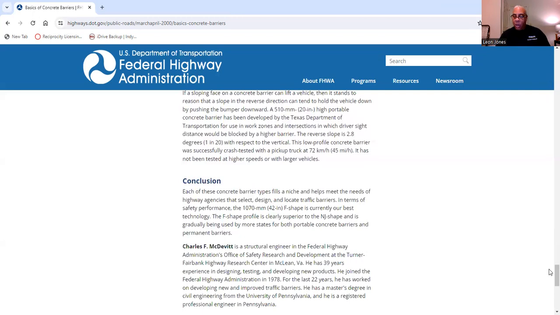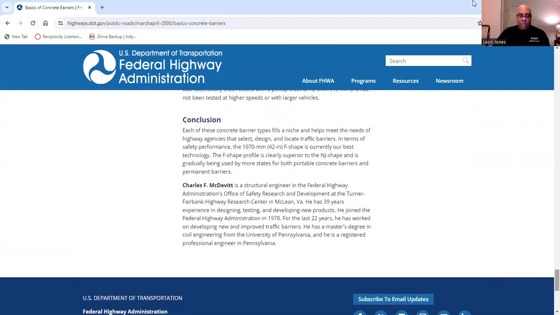And if you want to know more about the author, his name is Charles F. DeVette. He's a structural engineer in the Federal Highway Administration's Office of Safety Research and Development at the Turner Fairbank Highway Research Center in McLean, Virginia. He has 39 years of experience in designing, testing, and developing new products. He joined the FHWA back in 78. And for the last 2 decades, he has worked on developing new and improved traffic barriers. He has a master's degree in civil engineering from the University of Pennsylvania, and he is a registered professional engineer in the state of Pennsylvania. And what I'm going to do is leave the link to this information at the bottom of my video.